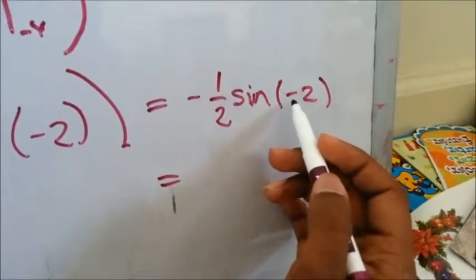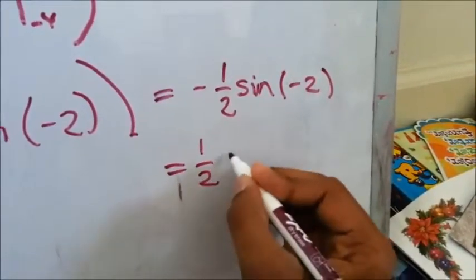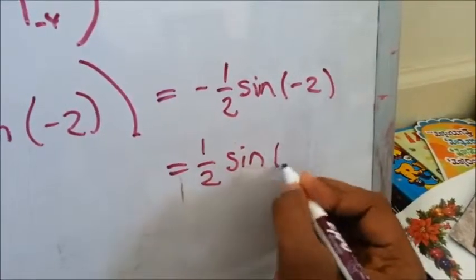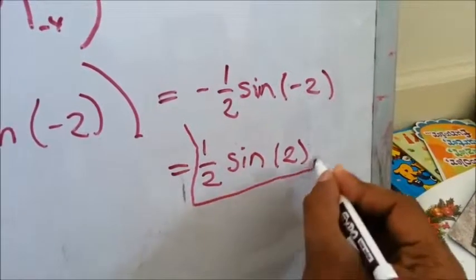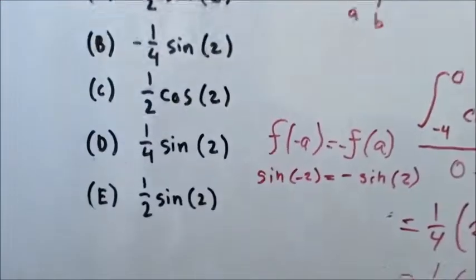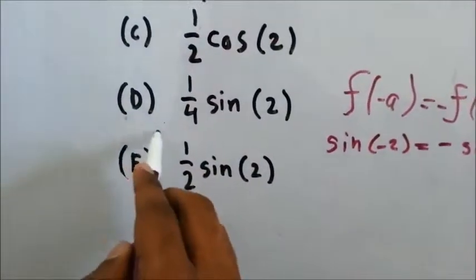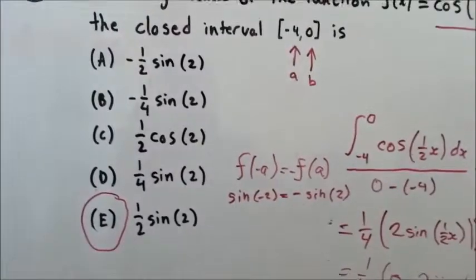So let's bring out the negative. If we bring out the negative, that's going to make that positive. So 1/2 sine of 2 should be the final answer. And that's going to be answer choice E. Boom, problem done.